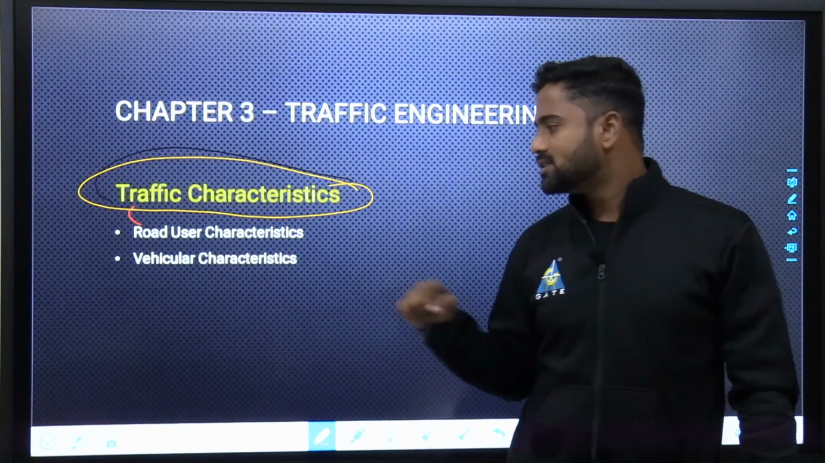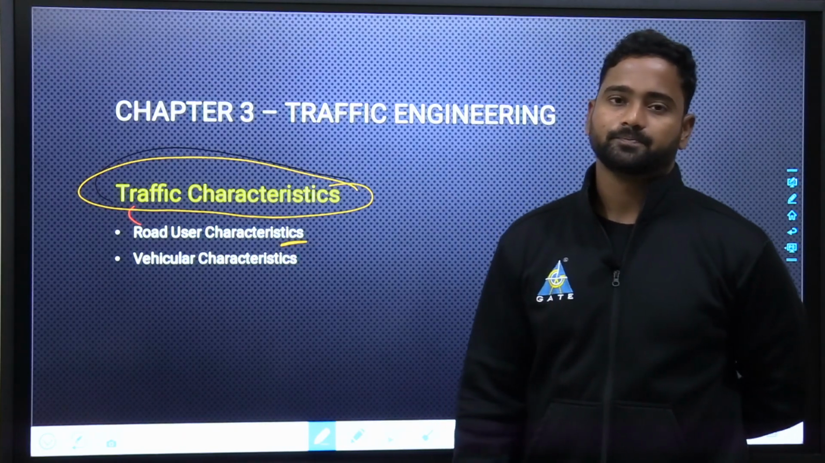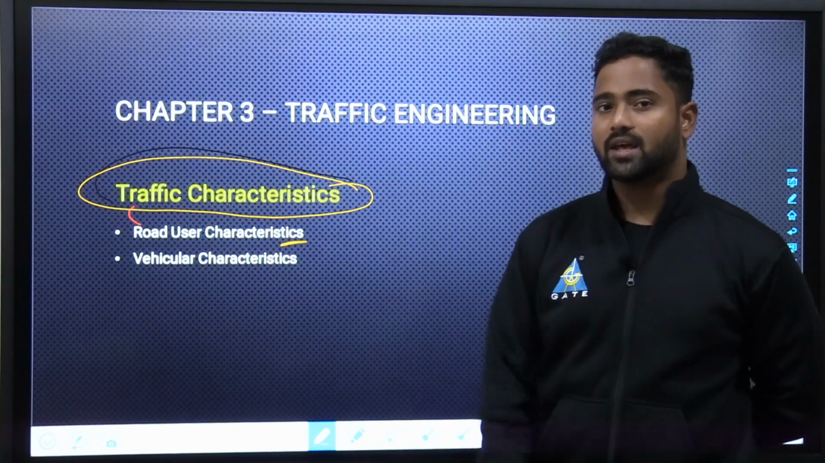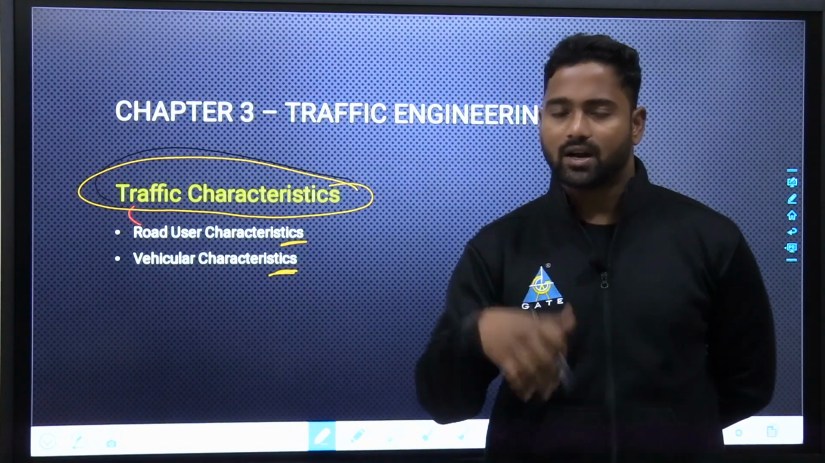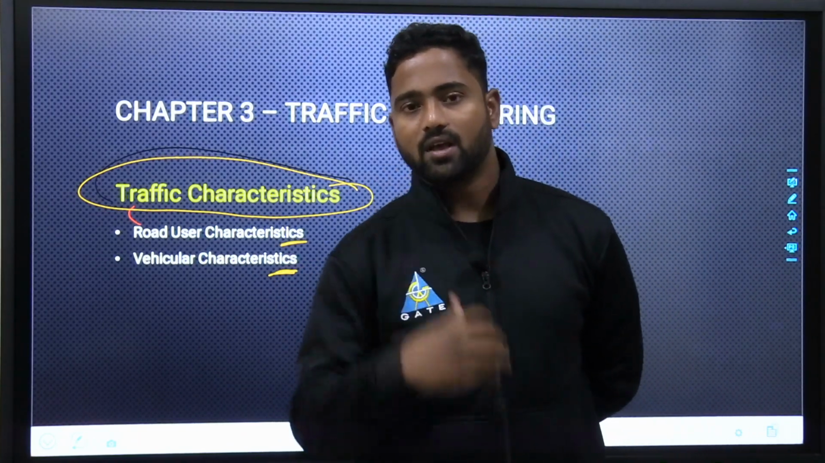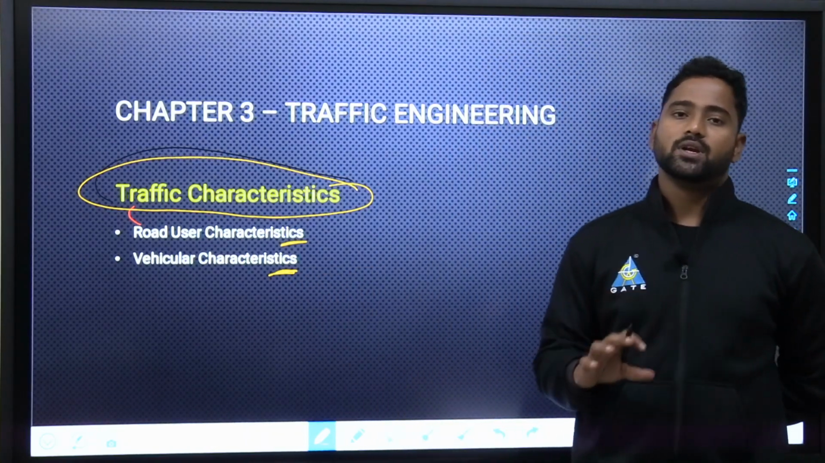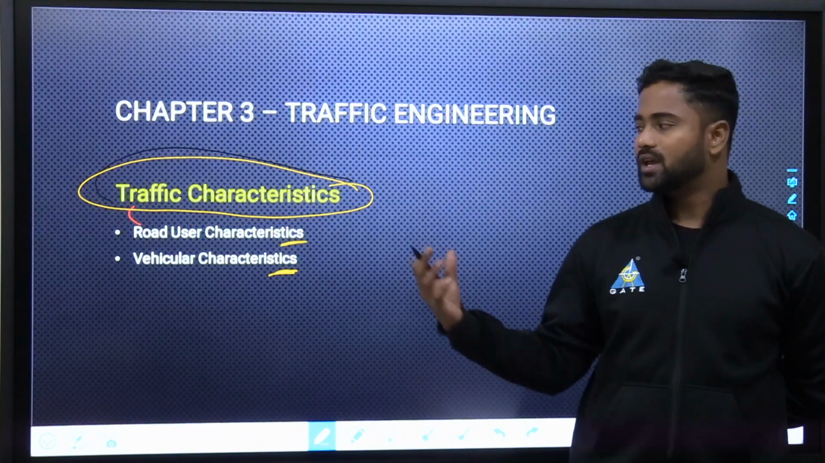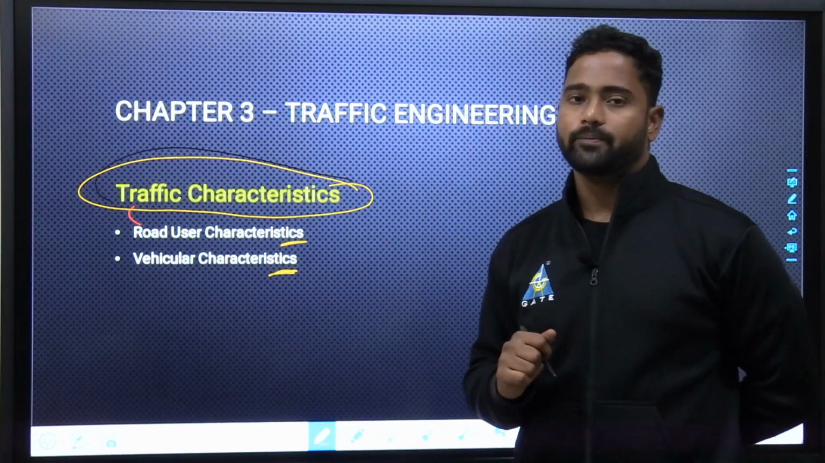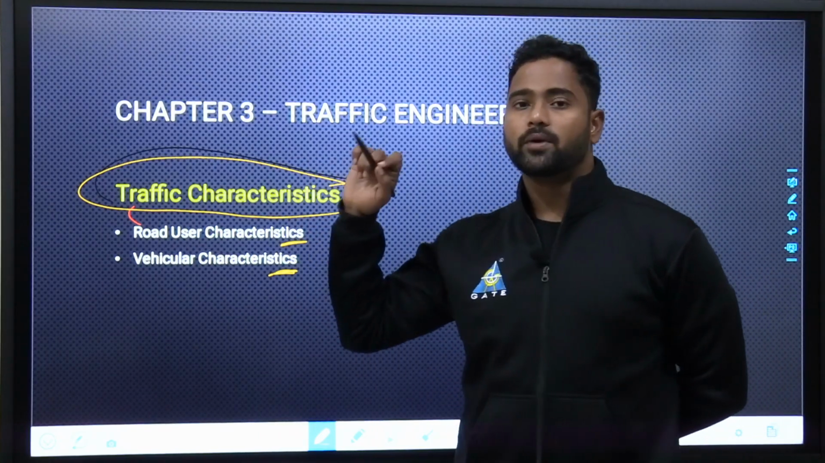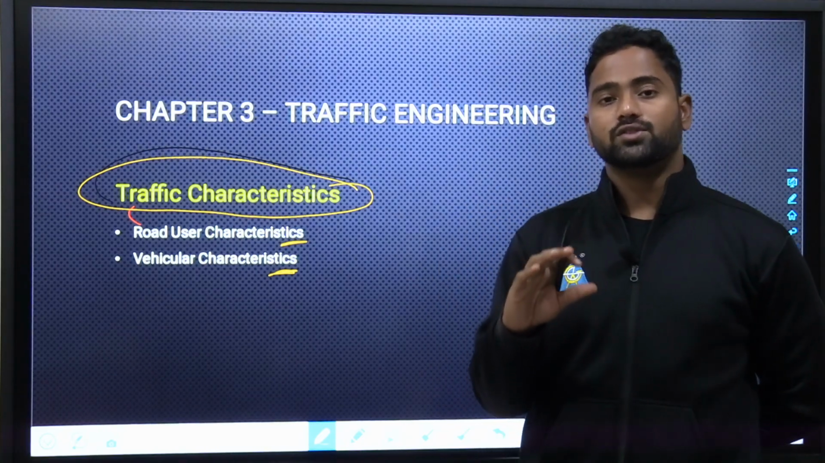In one of the GATE examinations, they asked a question based on road user characteristics. Based on vehicular characteristics, in another year they asked from the brake efficiency test. They have asked questions from here in GATE. In Engineering Services prelims also they can ask questions from here. Mains you don't expect questions from here, right? And chapter 2, geometric design of highways, in Engineering Services mains more questions will be asked from there.